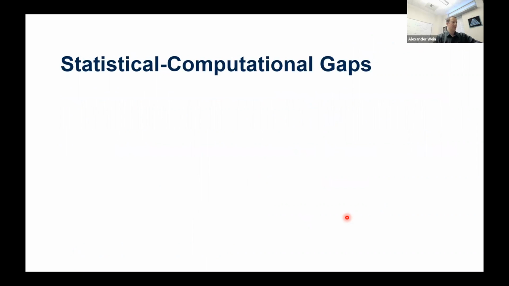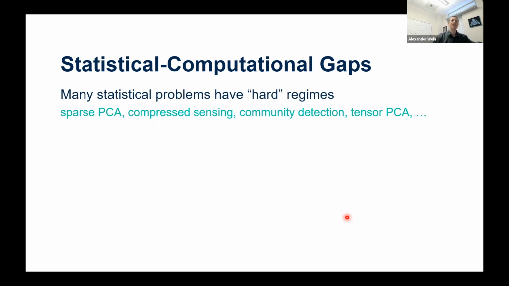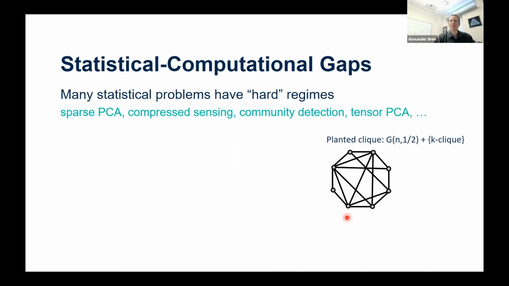This notion is not really specific to tensor decomposition. It's something people call statistical computational gaps, and they show up in all kinds of different problems. A whole bunch of problems from high dimensional statistics, sparse PCA, finding community structure planted in random graphs, and so on, many different problems are believed to have this sort of hard regime.